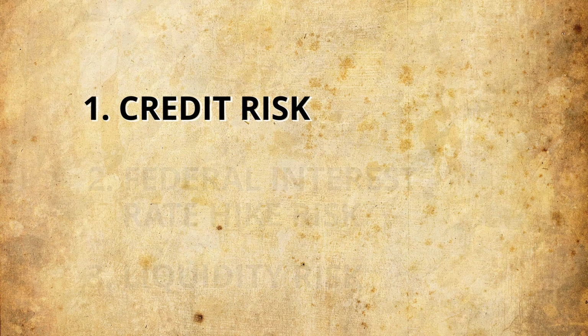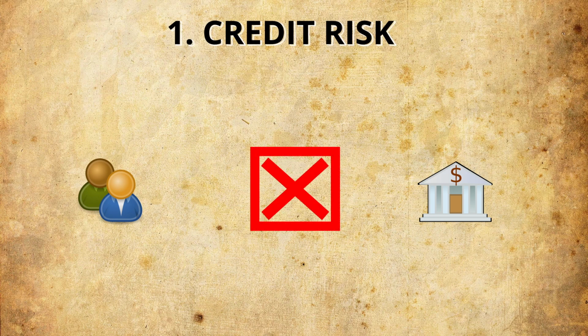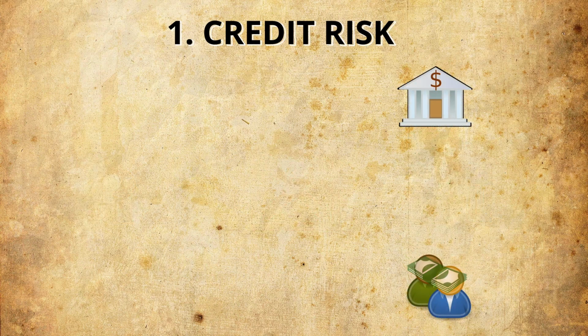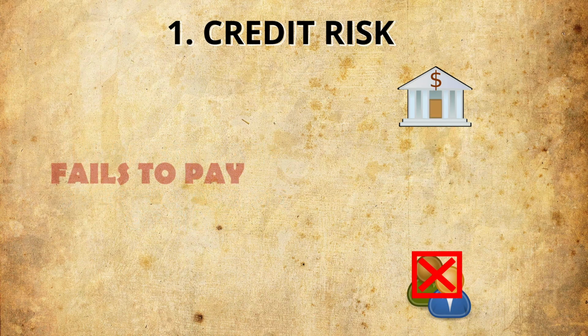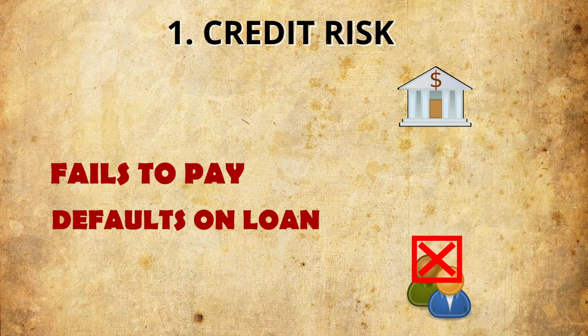Let's get into it. Credit risk is simply when the borrower borrows money from the bank and then later on defaults on the said money. Let's take an example. Say someone borrows money from the bank with a particular interest rate for a specific period of time. Now he is supposed to pay an interest each and every month to the bank. At some point, he fails to pay the said money to the bank and he defaults on his loan.